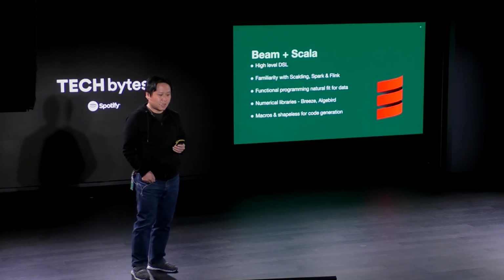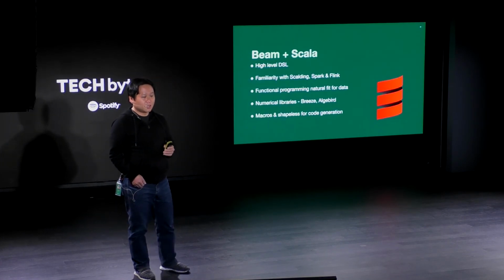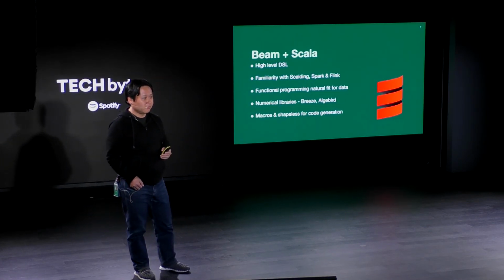And the last point, which makes Scala very interesting, is that it's a great language for building advanced APIs. It comes with a lot of advanced features like macros and Shapeless. Those are great tools for doing code generation and reducing boilerplate. So it makes it easier to write complex pipelines with very little code.